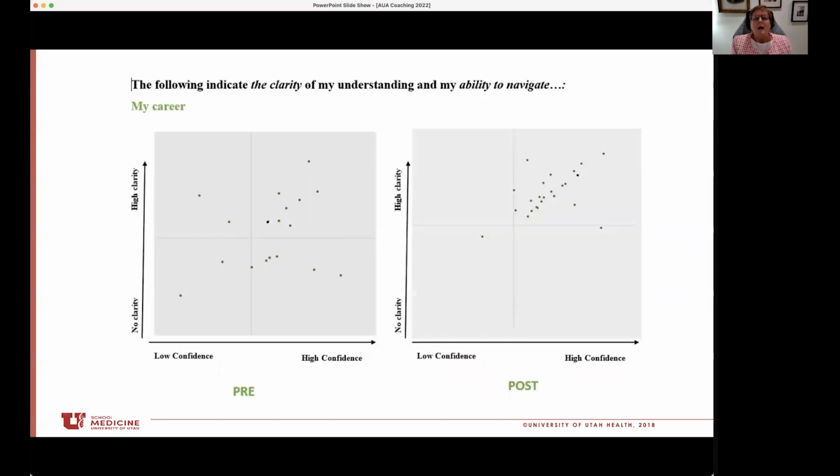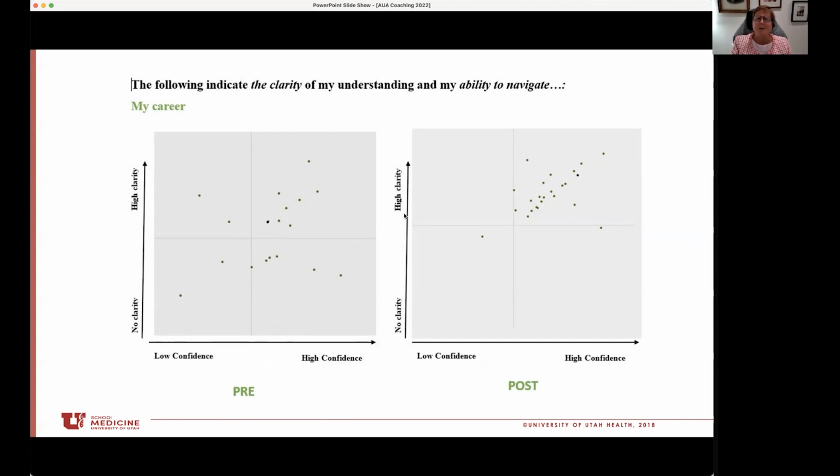We then asked them about their confidence and clarity on two axes. First, confidence from low to high, and then on the y-axis, clarity from low to high, to indicate the clarity of their understanding and their ability to navigate their career. And in this left-hand graph is the data from the pre-test where we asked them this question.